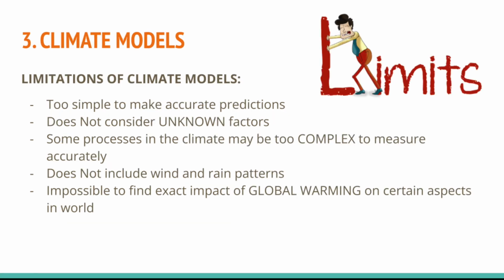However, what are the limitations of climate models? It is too simple to make accurate predictions because it does not consider unknown factors. Some processes in the climate are just way too complex to measure accurately, and it does not include wind and rain patterns. So it's impossible to find the exact impact of global warming on certain aspects of the world.